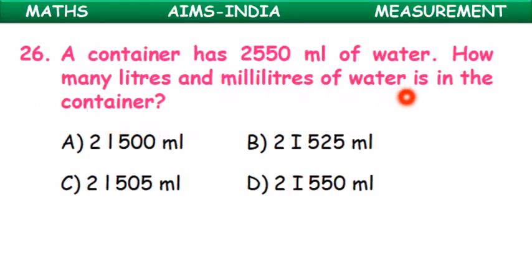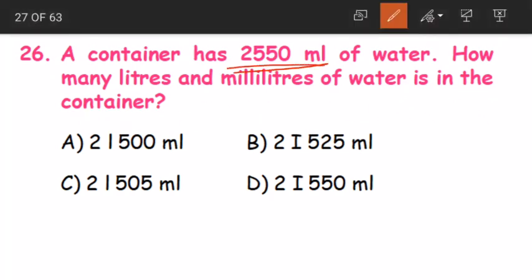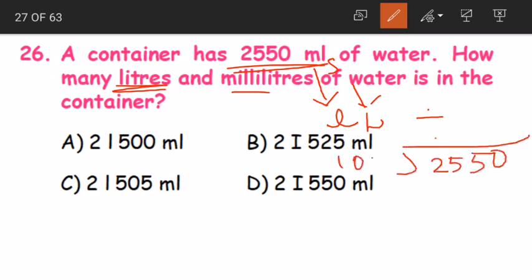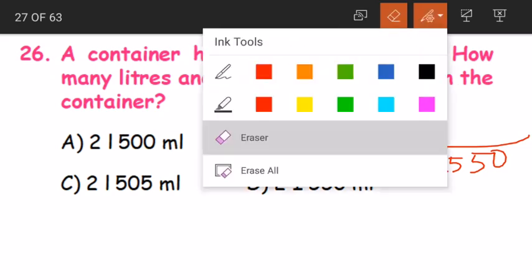Question 26. A container has 2550 milliliters of water. How many liters and milliliters of water is in the container? Our volume is given in terms of milliliters. We have to show it in terms of liters and milliliters. That means we have to convert milliliters into liters. A smaller unit is converted into larger unit, so we have to divide 2550 divided by 1000. Why 1000, children? Because 1 liter is equal to 1000 milliliter.